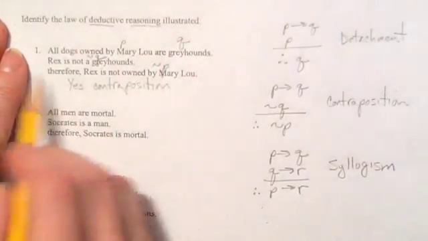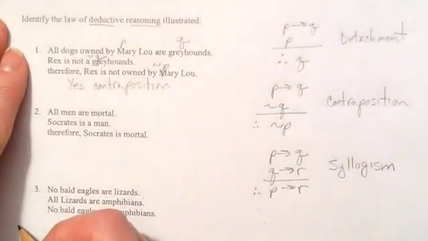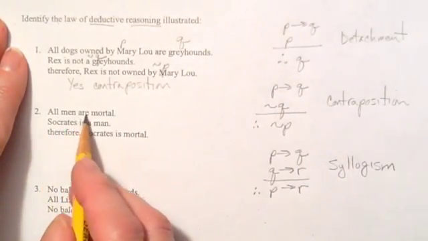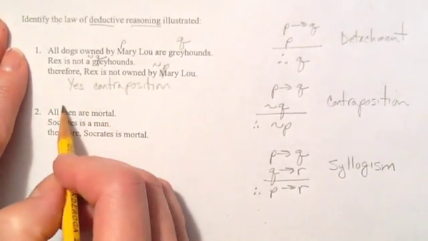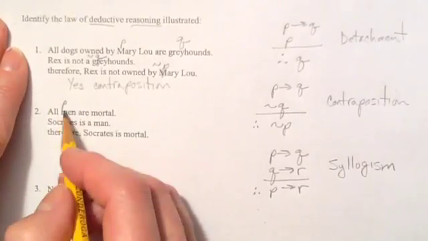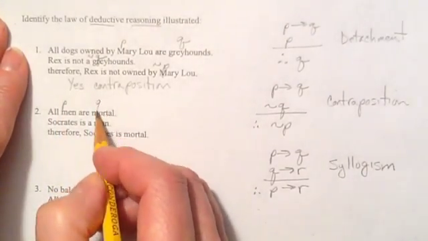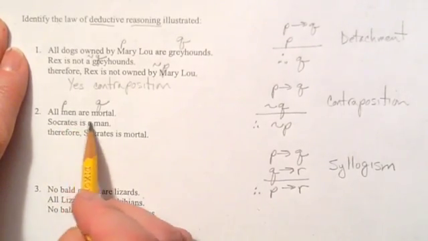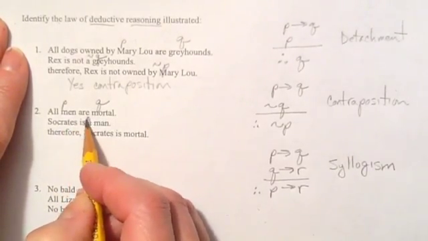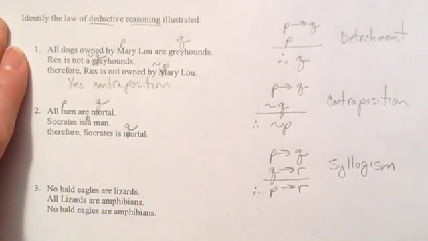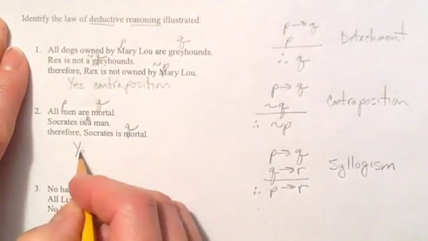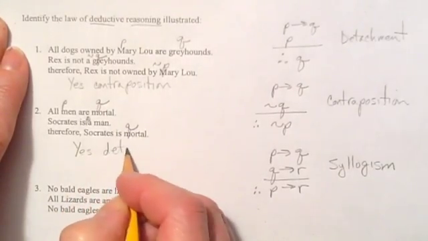Okay, and notice these are not in if-then form. That's all right. As we think about them, we think about them in if-then form. All men are mortal. If I am a man, then I am mortal. So being a man is P. Therefore, I am mortal, Q. Socrates is a man. So I'm giving you P again. Socrates is mortal. You're concluding Q. Is this a law of deductive reasoning? Yes. It is detachment.